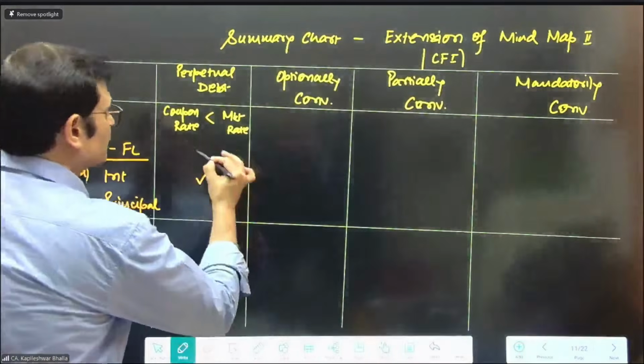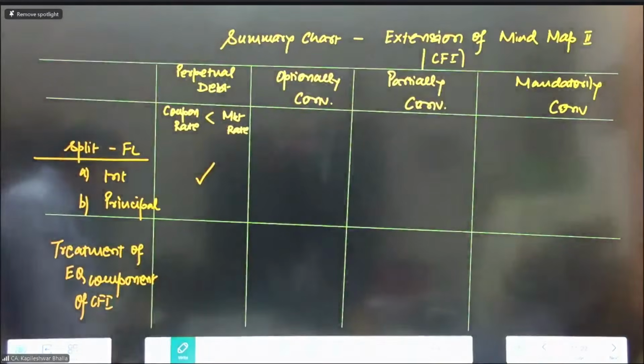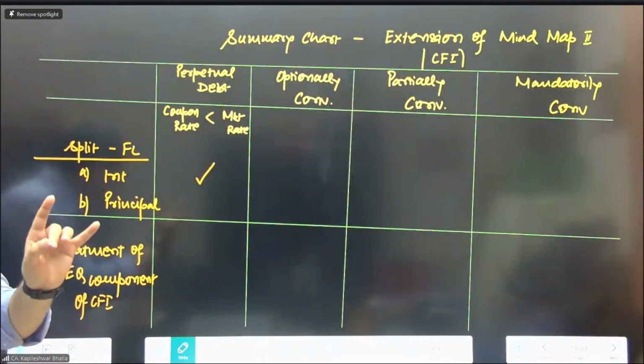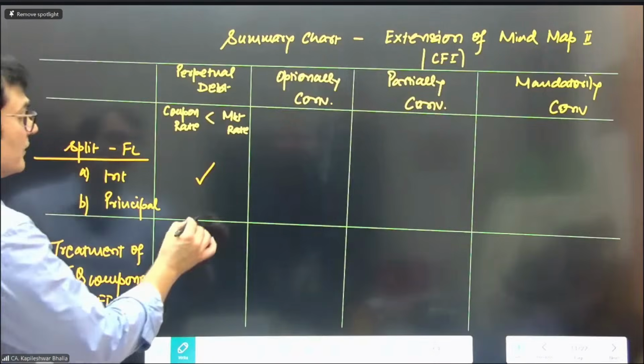Definitely yes, that's right. And are you going to consider the principal? Remember, it's a perpetual, which means an irredeemable debt in this case. And that's why we said no.